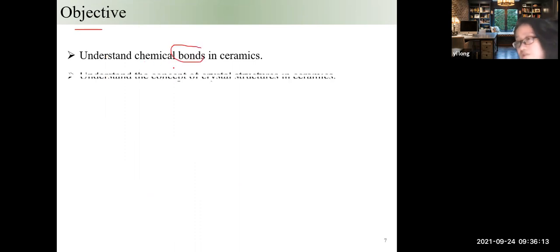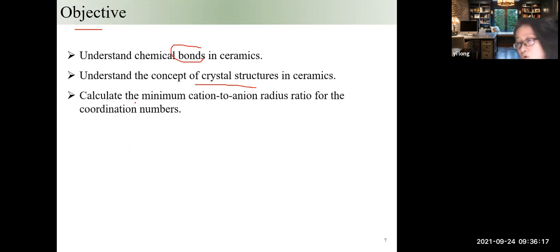So what are ceramics? Okay, so this is the objective. Understand the chemical bond, understand the concept of crystal structures, and also you have to know how to calculate the minimal cation to anion radius ratio for coordination number.